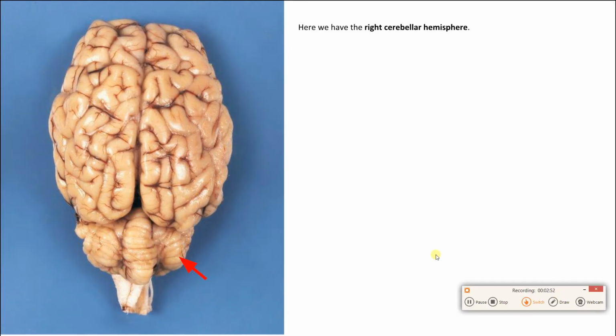Very nice. And we see the right cerebellar hemisphere here. We can see the folia on it, just like we saw in the human brain model. Of course, the left cerebellar hemisphere is over on the opposite side.